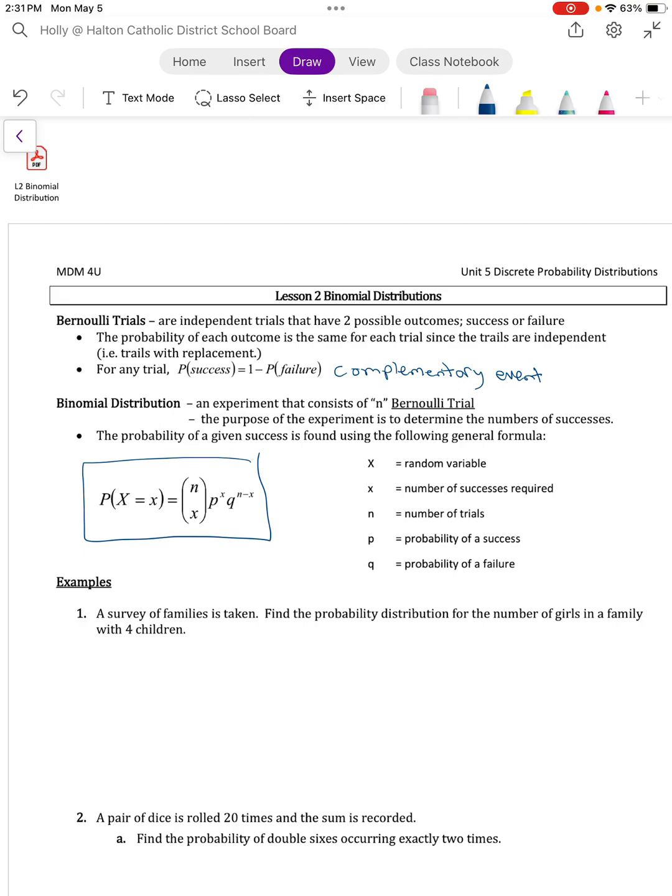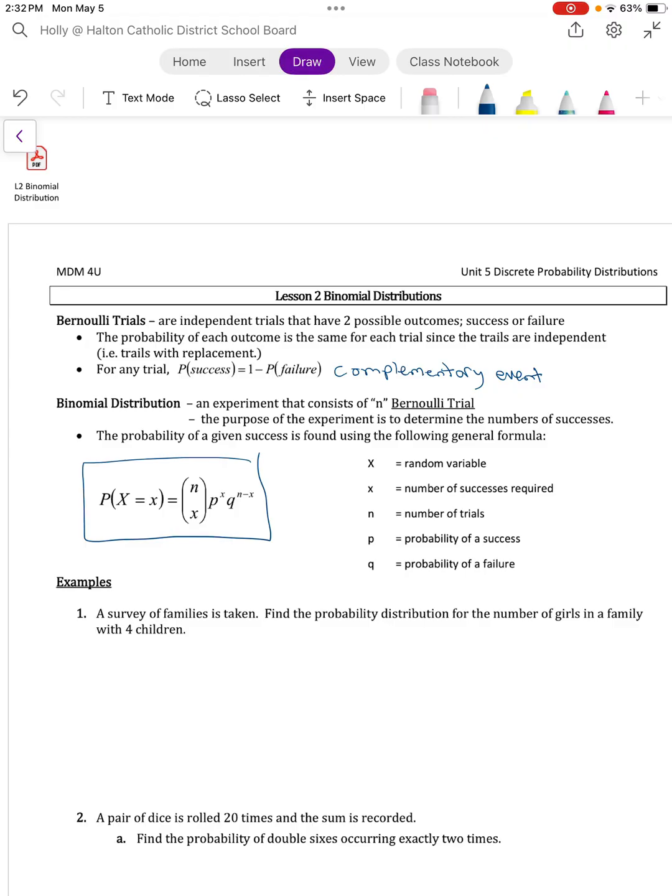So remember, like in the previous lesson, the random variable, we were interested in how long people were waiting in line, how many women made a committee. Those were our random variables. And the number of trials is the number of opportunities for success. So how many times am I repeating this experiment?